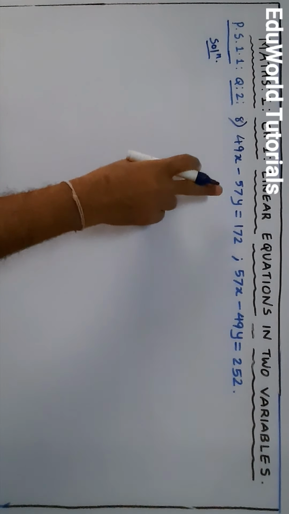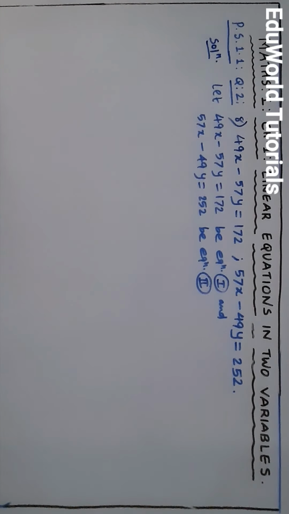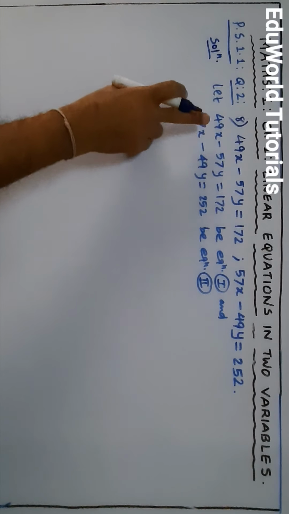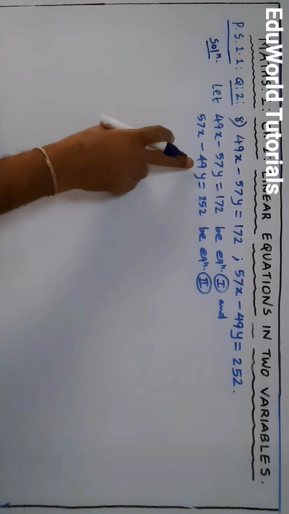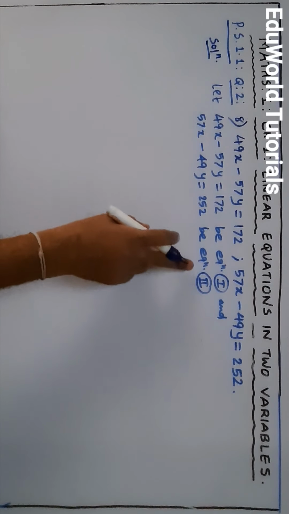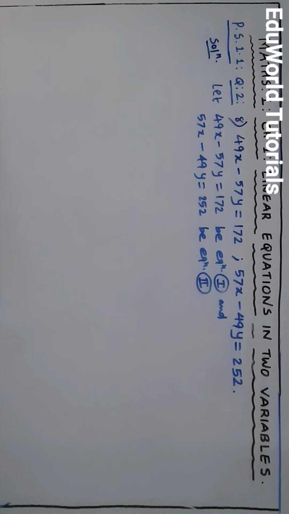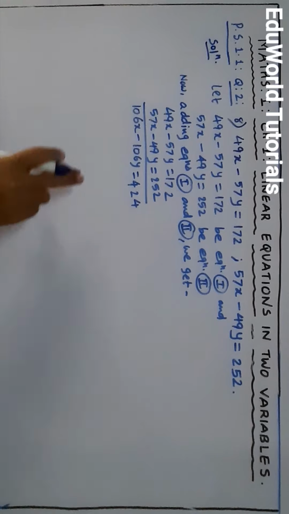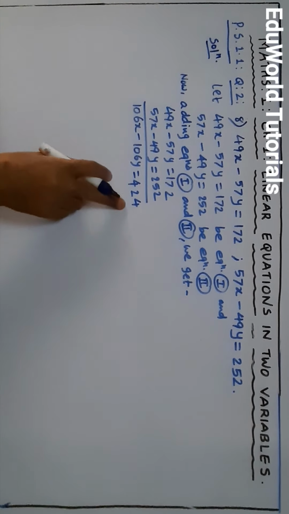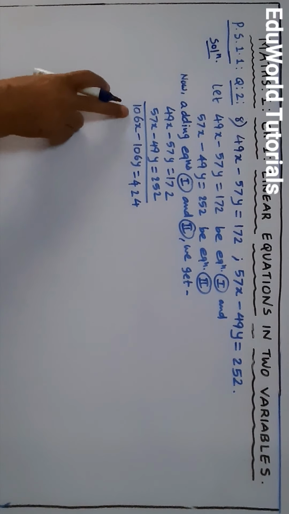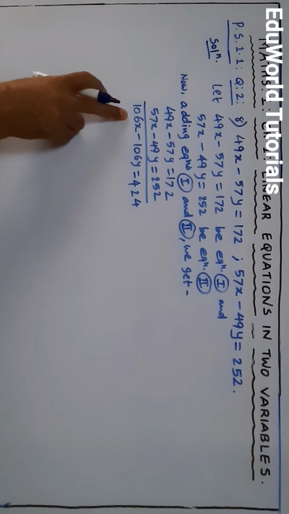This is the question, and now you know how to do it. We just number the equations. So here we go. 49x minus 57y equal to 172 be equation first, and 57x minus 49y equal to 252 be equation number second. Now the next step, you know, let us add the equations. On adding the equations, we get 106x minus 106y is equal to 424, and as we have already studied, all these numbers 106, 106 and 424 will be divisible by 106.